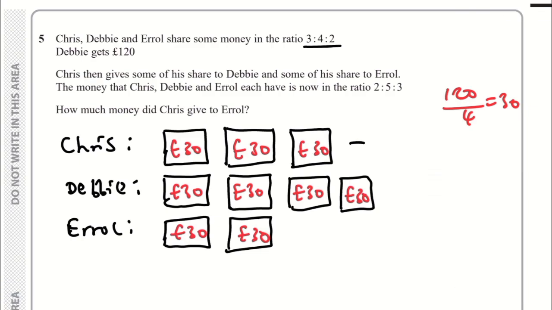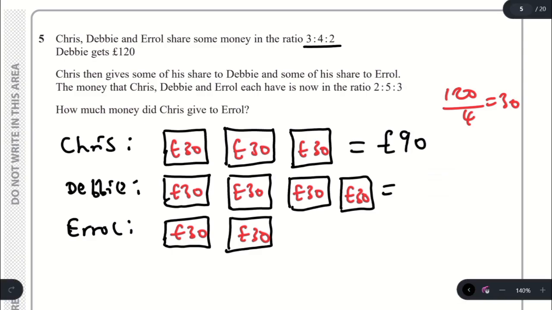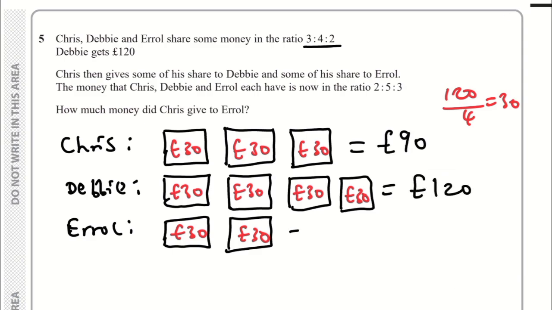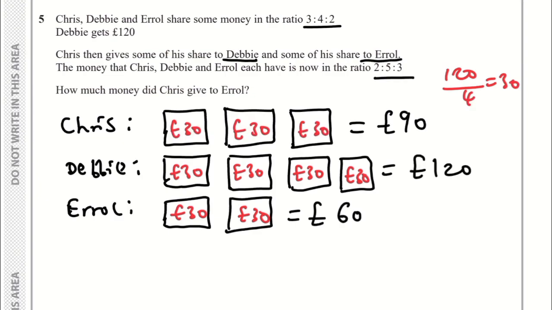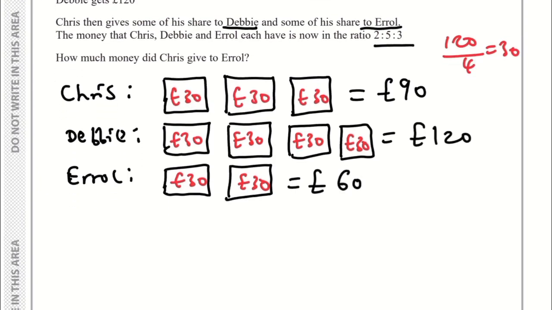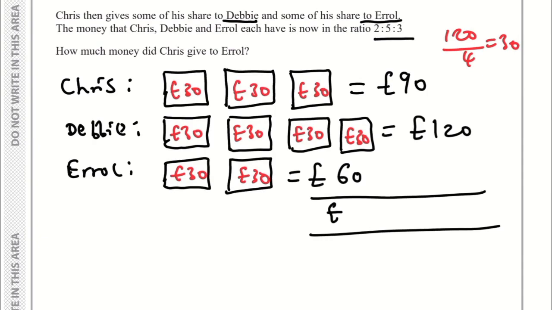Okay, now we know how much Chris gets. If you add this, you get 90 pounds. Debbie gets 120 pounds, as was given in the question, and Errol gets 60 pounds. So we have their individual amounts. But this next part says Chris then gives some of his share to Debbie and some of his share to Errol. The money that Chris, Debbie, and Errol each have is now in the ratio 2:5:3. Now we need to get how much they all shared. So let's add these amounts: 90 plus 120 plus 60.